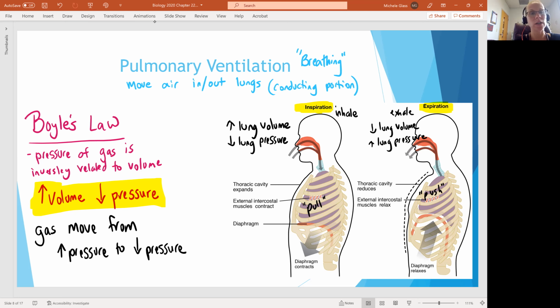Now, as we look at these two diagrams, what we'll see is the muscles involved. The muscles involved are the external intercostal muscle and the diaphragm in both cases.